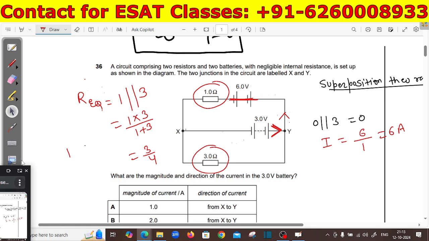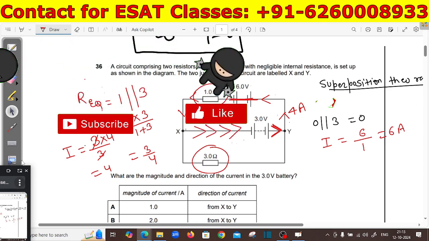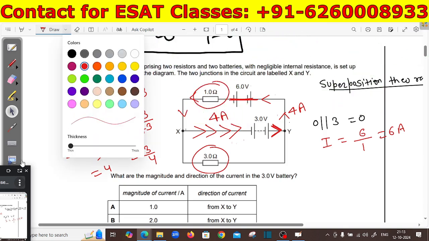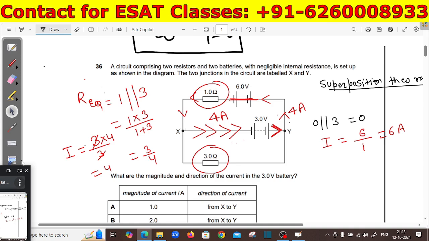So how much current should it be? I is equal to V upon R. So I is 3 upon 3 upon 4. So 4 will go in the numerator, and you will get 4 ampere, right? So it means 4 ampere is going in this direction. So it will go like this. It means 4 ampere will come in this direction. So this is the direction of 4 ampere in this XY branch. Are you getting my point? Yes.